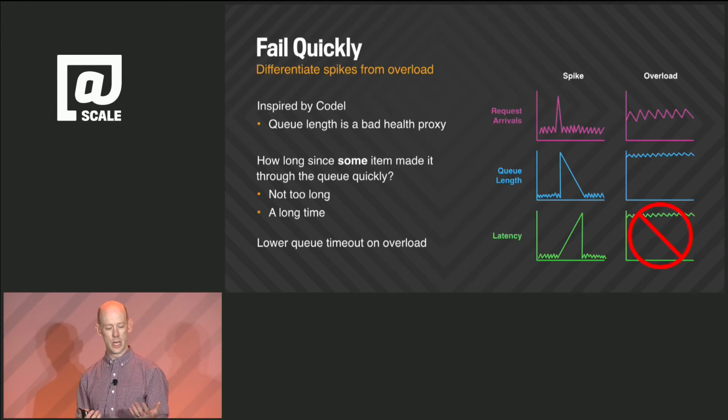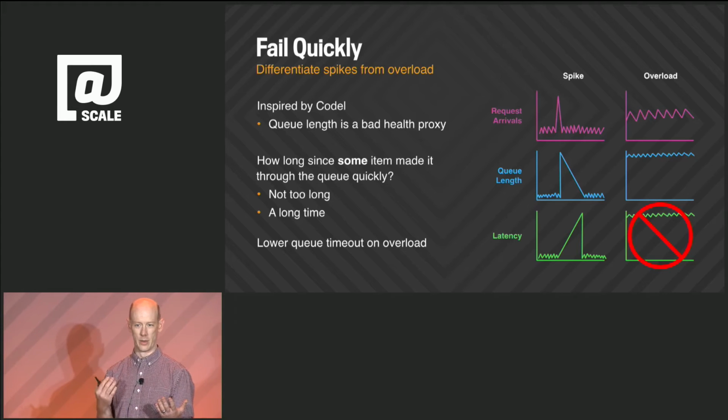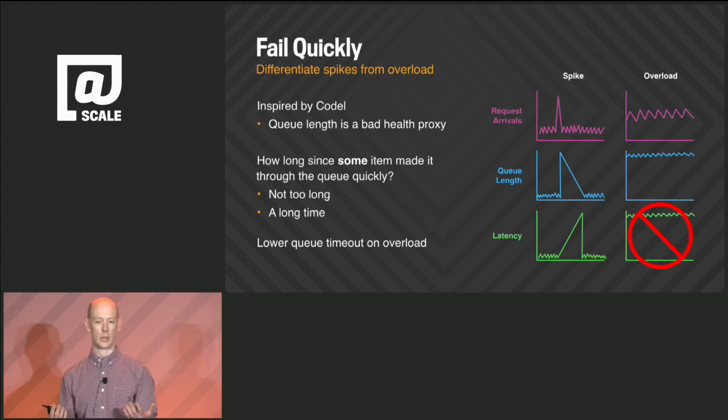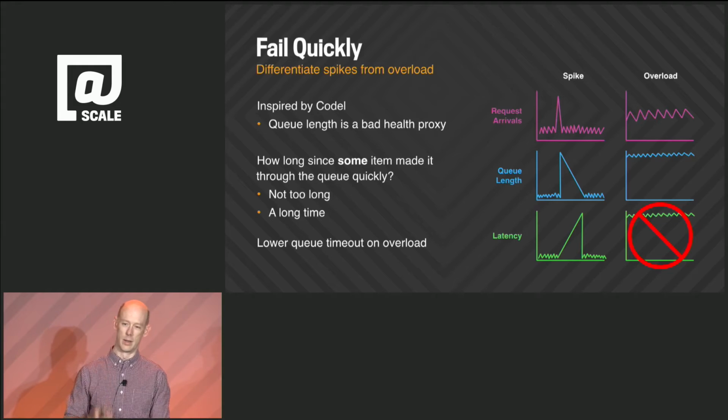So if you differentiate the fact that you're in a spike from the fact that you're in an overload condition, then you can deal with those two situations differently. You don't want to have a low queue timeout in a spike, because then you're going to fail a bunch of requests that you could have succeeded. But you do want to have a low timeout if you're in an overload, because you're not going to finish all the requests and you might as well immediately reply.